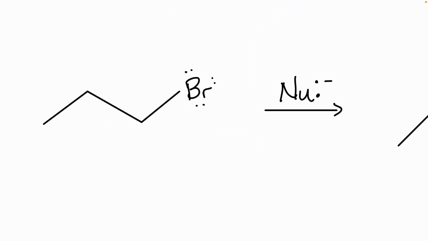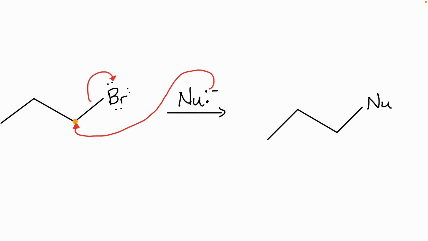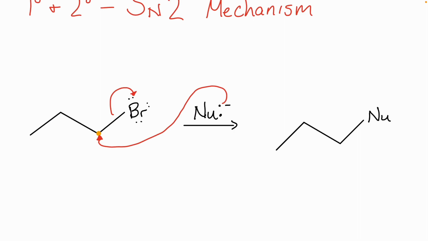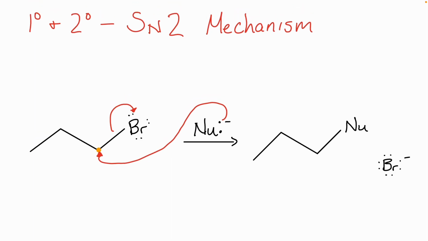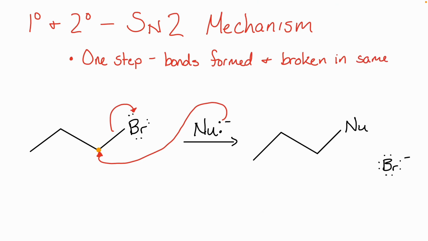So my SN2 mechanism is: my nucleophile is going to do what nucleophiles do and attack that electrophilic site, that carbon, boom. And at the exact same time, in the same step, that bond gets broken between our carbon and our halogen. Okay, so if I'm being really good here, what would my other product be? Of course we get lazy and don't bother writing balanced equations, but if I was being good, I'd show my bromide ion over here as well. So in an SN2, this mechanism is one step. Bonds formed and broken in the same step.